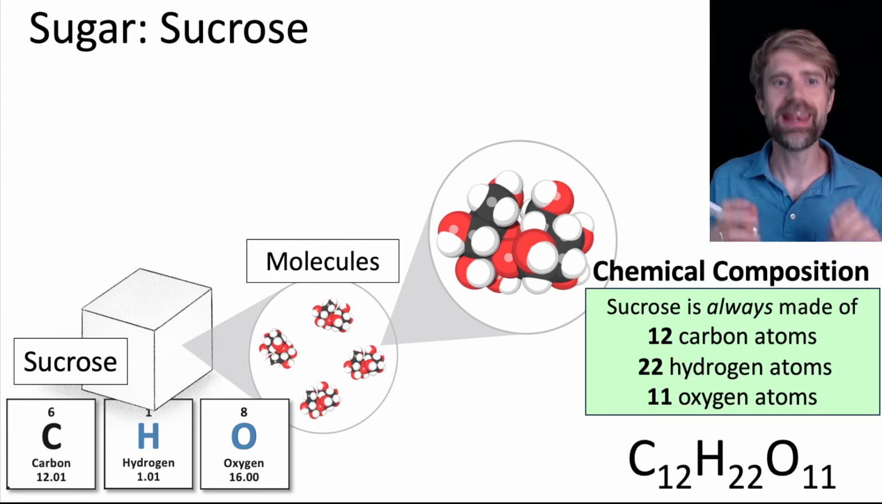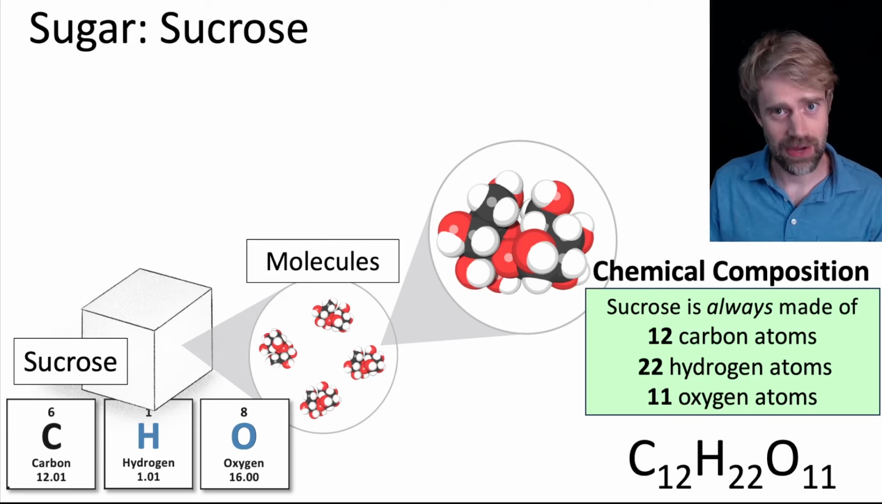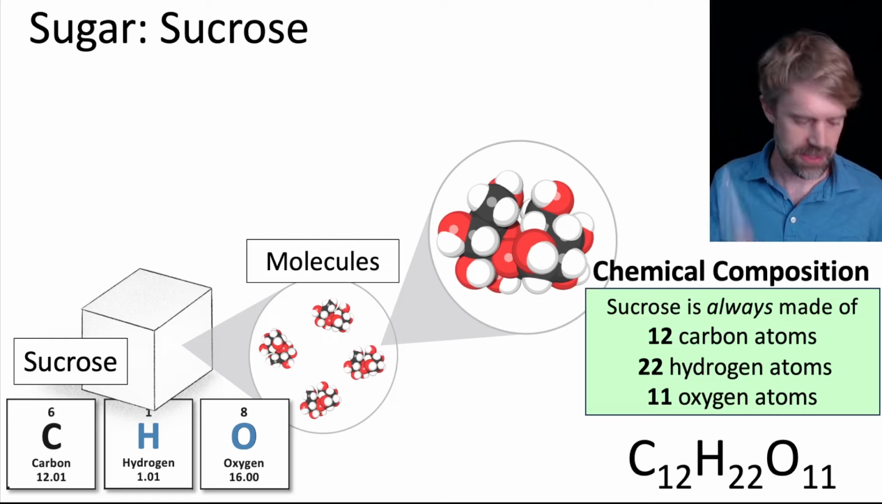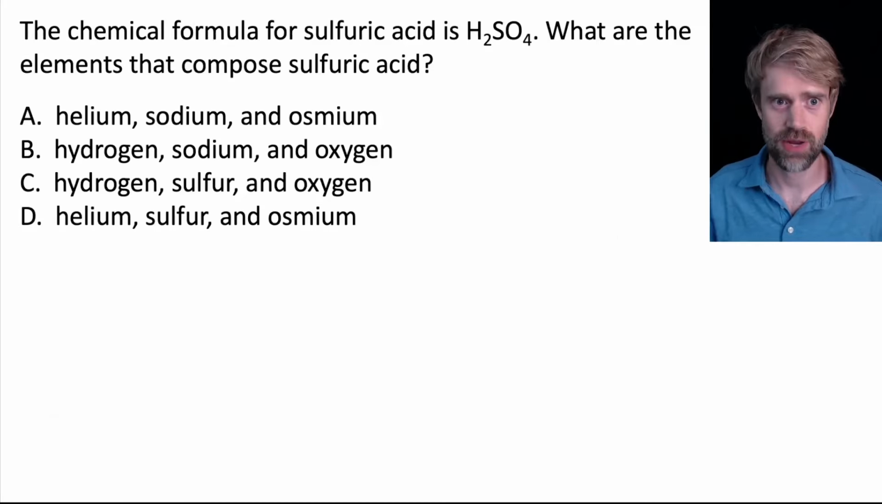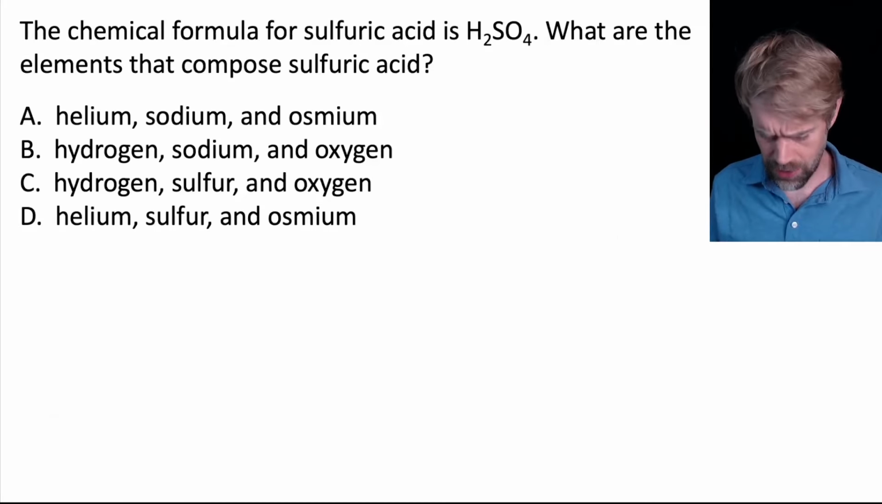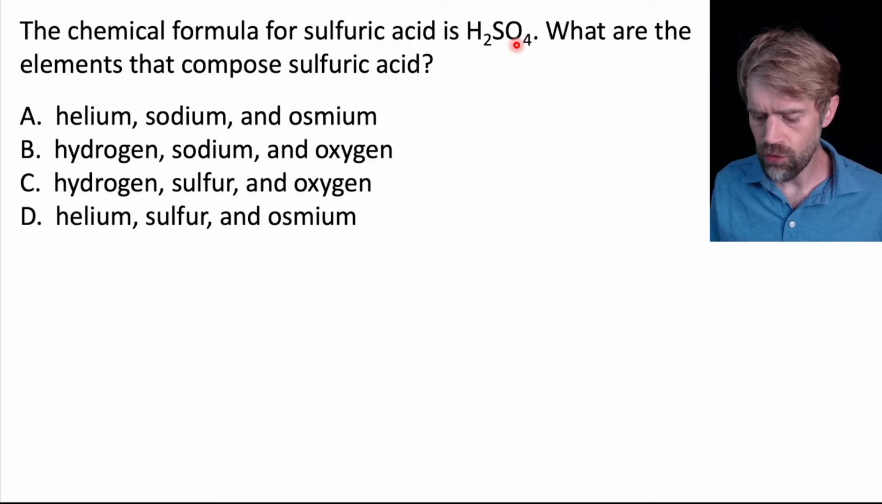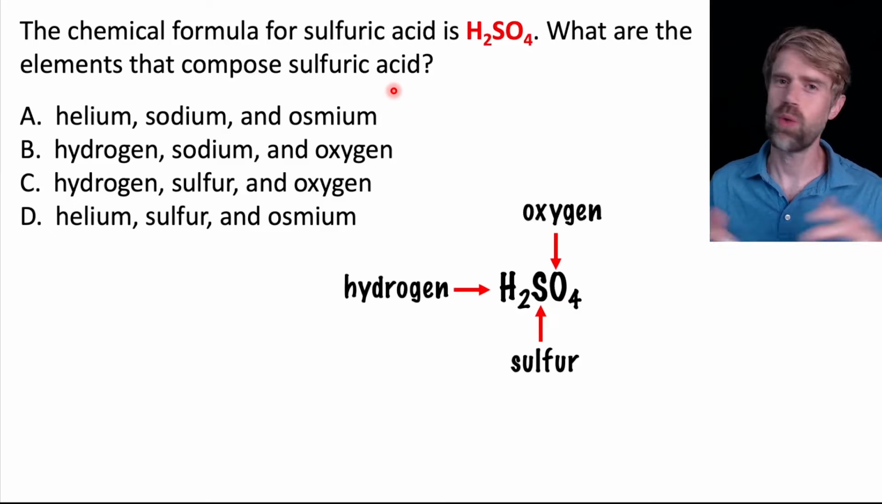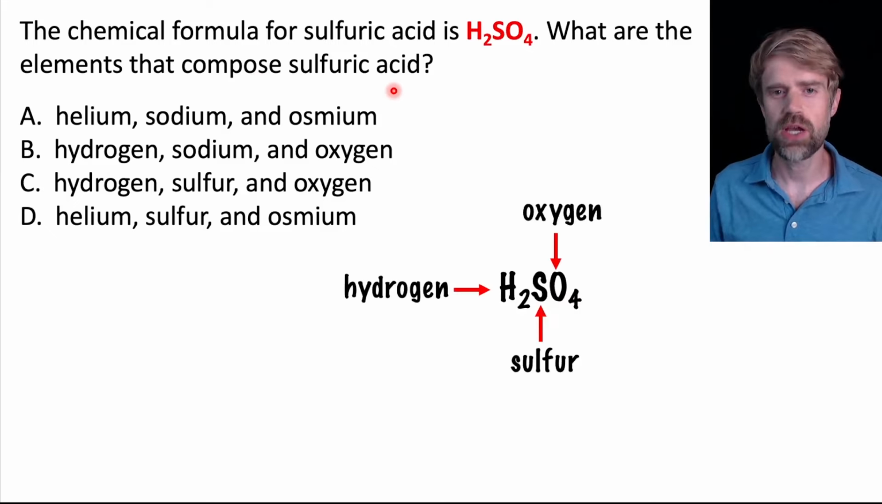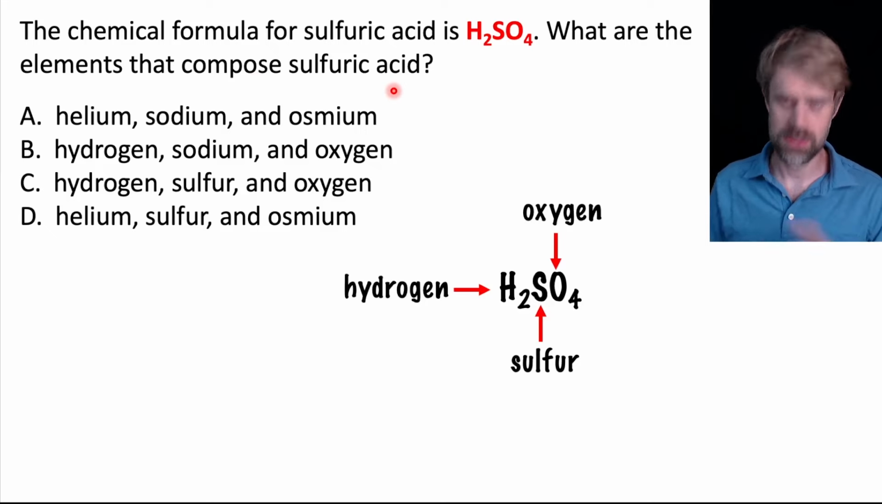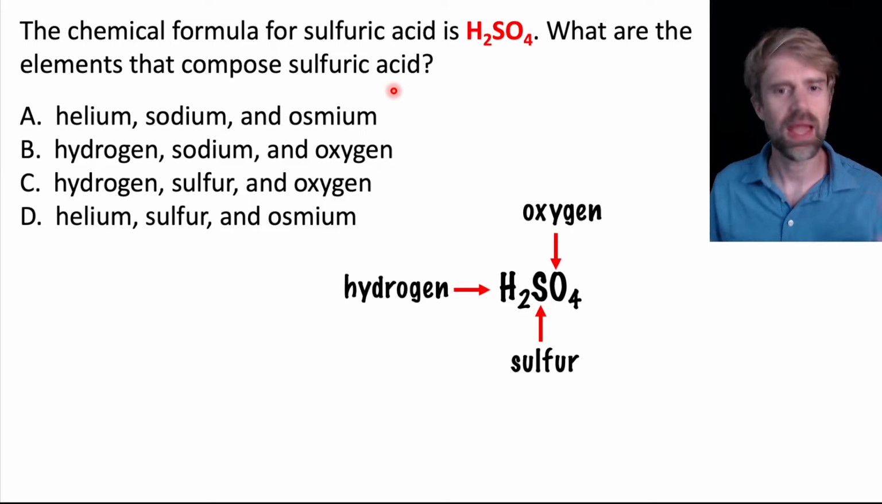Okay, now that you know the basics of compounds and how to write chemical formulas, let's take a look at some TEAS practice problems. Here's our first one. The chemical formula for sulfuric acid is H2SO4. What are the elements that compose sulfuric acid? For a question like this, you've just got to know the element symbols in the formula H2SO4.